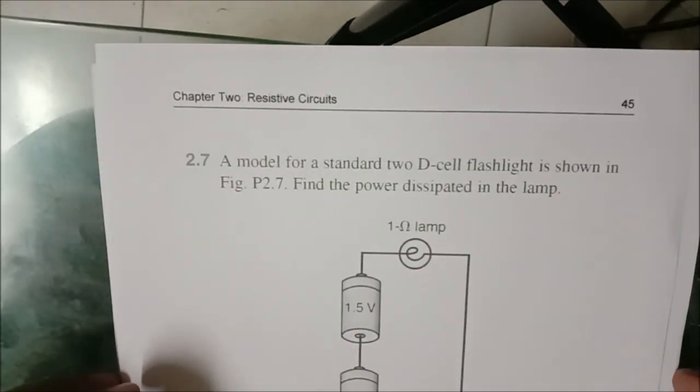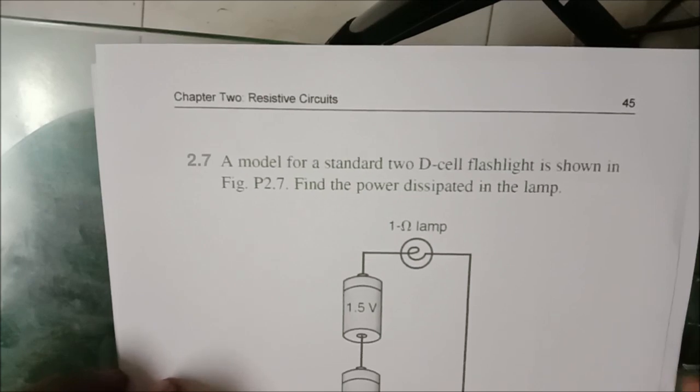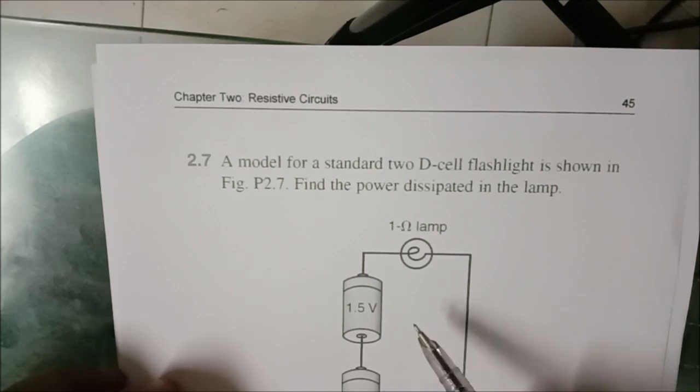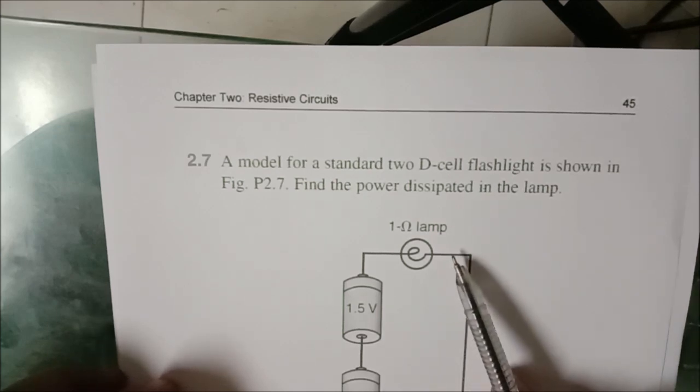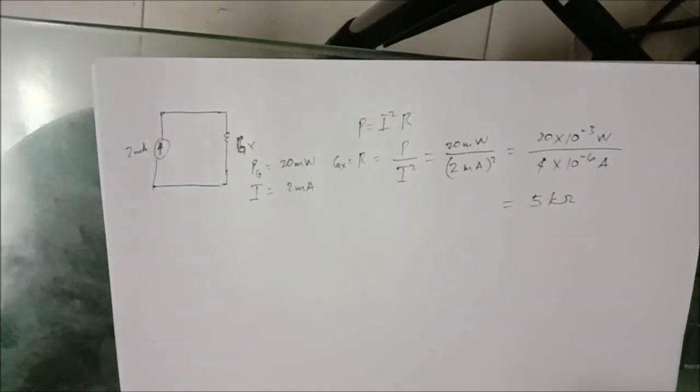A model for a standard 2 dry cell flashlight is shown in figure 2.7. Ayun. Find the power dissipated in the lamp. So, dalawang 1.5, isang lamp. Alamin natin yung power dissipated. Okay?